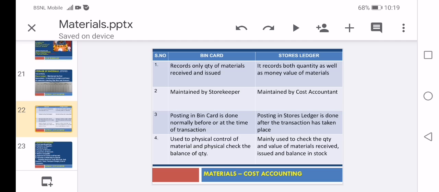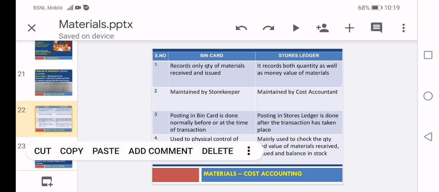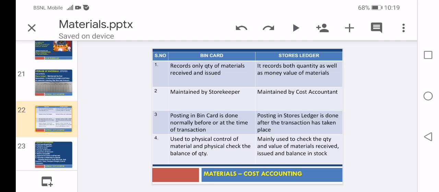Any accounting record is similar in nature to the stores ledger. Means once the transaction is completed, then recording work starts. So the same principle is also applicable to stores ledger, because it is also part of accounting record.